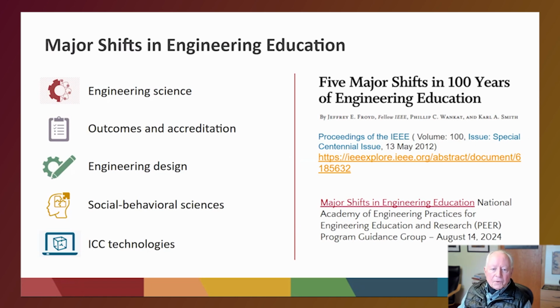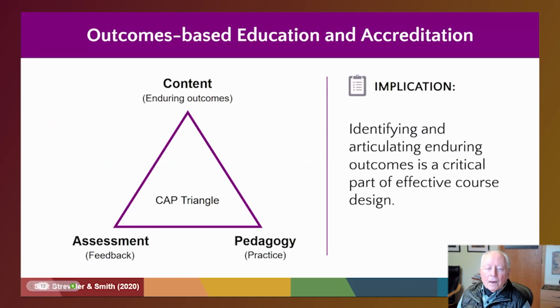So in thinking about the second shift, outcomes, in 2000, ABET shifted the accreditation of engineering programs from input-based to outcomes-based. And my colleagues and I, and Kristen and I have embraced this idea, and we are arguing that it's not only important at the program level, but actually at the course design level, to really think carefully about what it is you want students to know, what do you want them to be able to do, who do you want them to be as a result of your course.